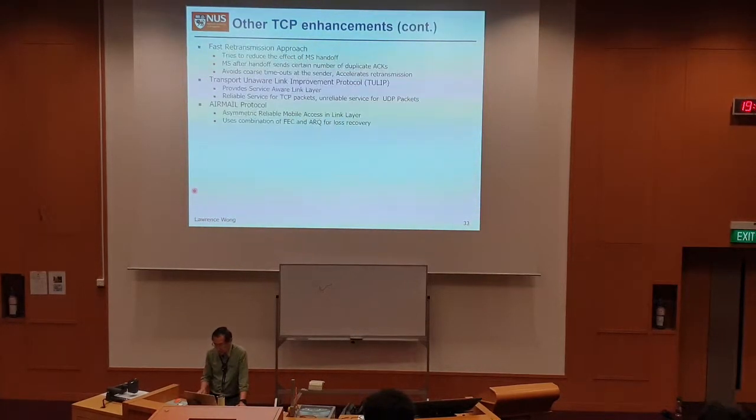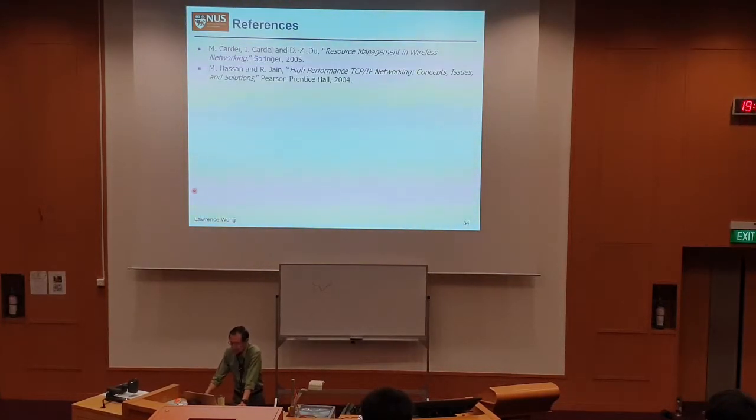Okay, and then fast retransmission approaches have also been considered. They try to reduce the effect of handoff, reduce the effect of having too many duplicate acknowledgements, avoid costly timeouts at the sender, and speed up the retransmission. Another one is called TULIP. So all these, you put in, go to Google or Google Scholar, you can pull out all the papers. Here are some of the references. Any questions?